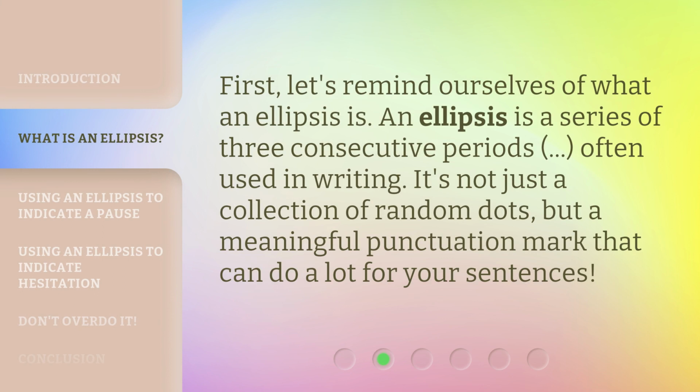First, let's remind ourselves of what an ellipsis is. An ellipsis is a series of 3 consecutive periods, often used in writing. It's not just a collection of random dots, but a meaningful punctuation mark that can do a lot for your sentences.